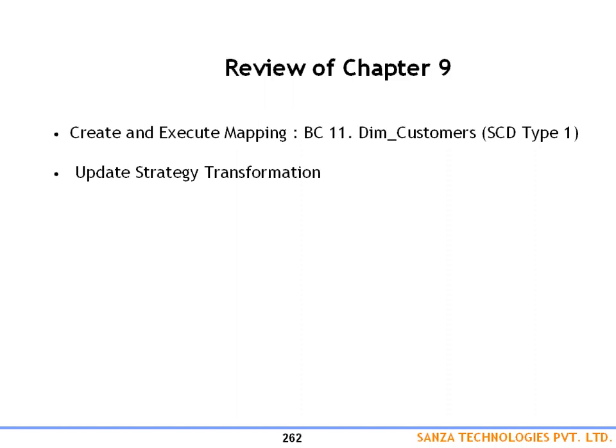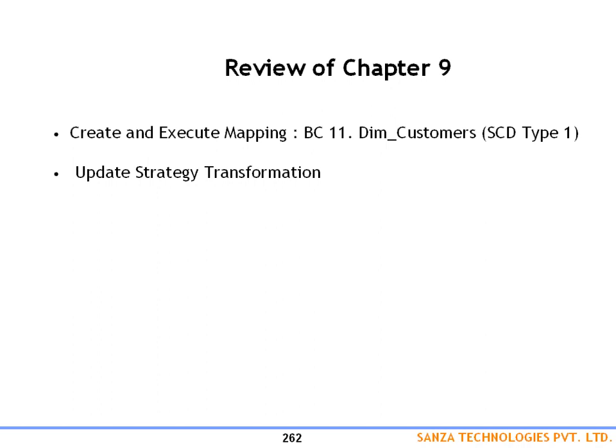Before this, a review of the previous chapter. We discussed loading of dimension customers, the SCD type 1 implementation. SCD type 1, slowly changing dimension type 1. The definition of slowly changing dimension type 1 is that the dimension table contains current data.